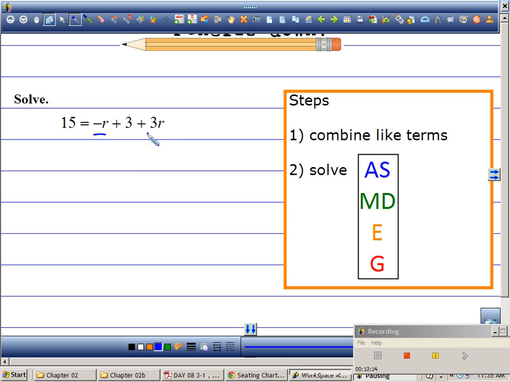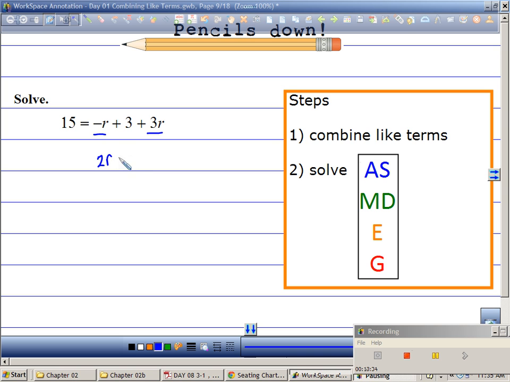I have a negative r and 3 positive r's. Different signs means I find the difference between them. All of that is equal to 15. I'm going to subtract 3 from both sides of my equation. These go away. And I'm left with 2r equals 15 and negative 3 have different signs, so I find the difference. The difference between 15 and 3 is 12. It's going to be positive 12 because I have more positives than negative. Then I'm going to multiply by half.